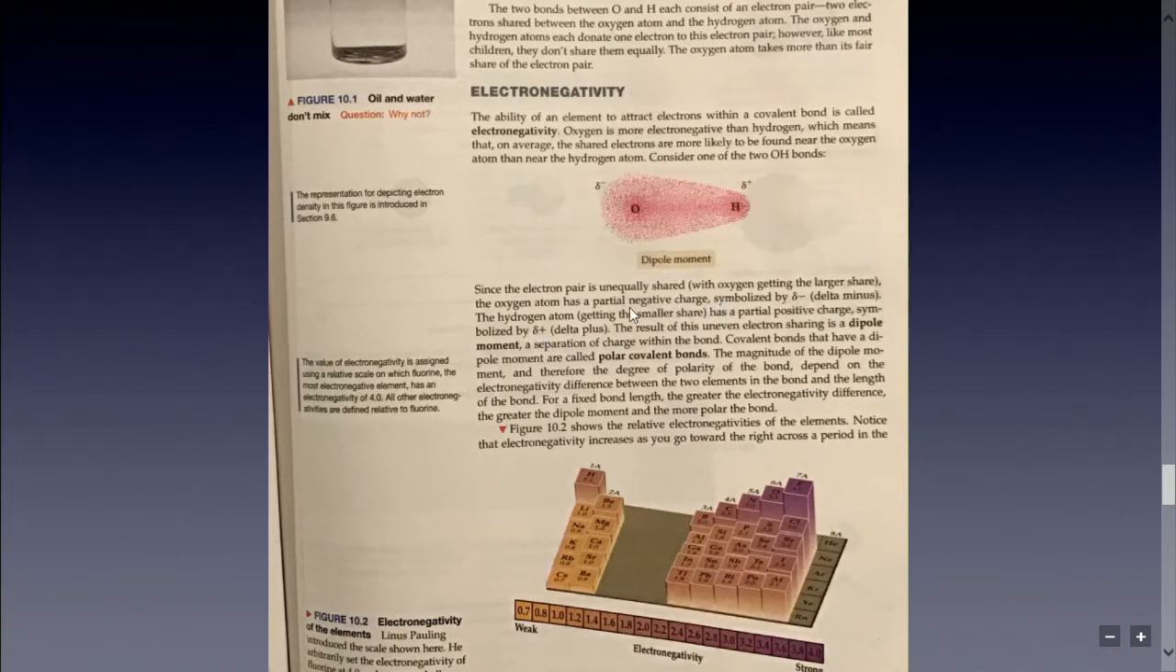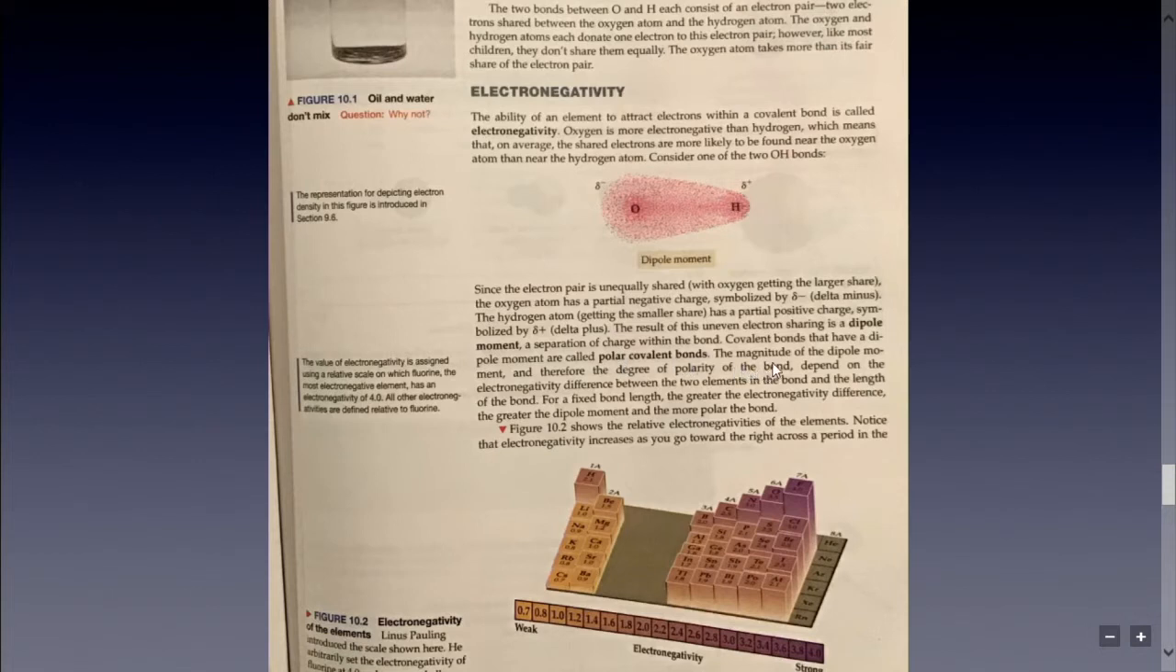We use those to show partial negative charges or partial positive charges. We need to signify that anytime we're representing this uneven electron sharing, which is a vocab word we call the dipole moment. Dipole means two poles, positive and negative poles. It's basically a separation of charge within the bond. Covalent bonds that have really high dipole moments like this are called polar covalent bonds. So this is not only a covalent bond where there's electron sharing, but a very polar covalent bond.